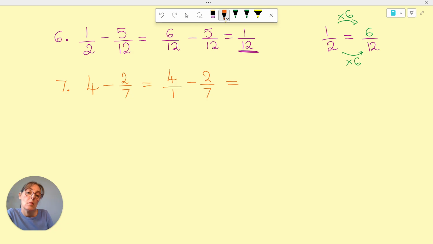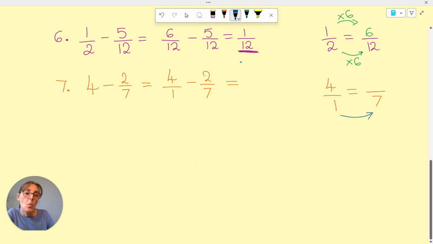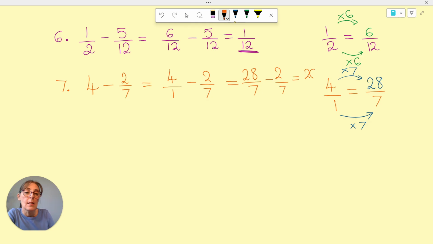So now we need to alter this fraction to make it into 7ths. To turn 1 into 7 over an equal sign, you multiply by 7, and 4 multiplied by 7 is 28. So now we have our 4 wholes, but in 7ths, so we can sort them out. So 28/7, take away 2/7 equals 26/7.